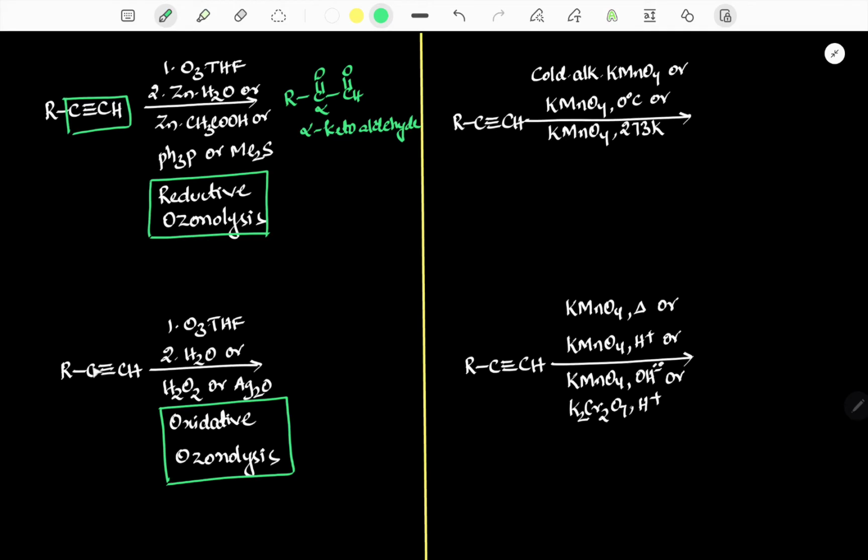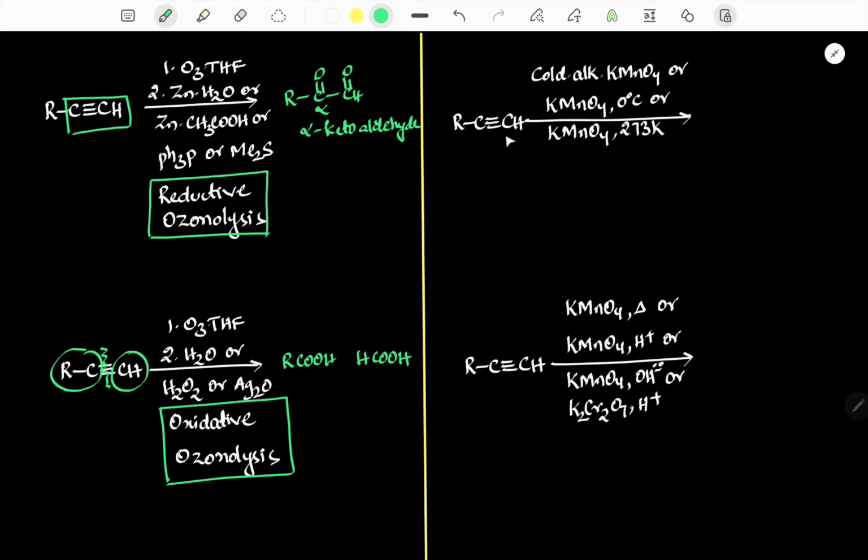And when the terminal alkyne is treated with ozone followed by H2O, H2O2 and Ag2O, it undergoes oxidative ozonolysis. In oxidative ozonolysis, we have to break the triple bond and the left molecule will be converted to a carboxylic acid and the right side carbon will be converted to formic acid.